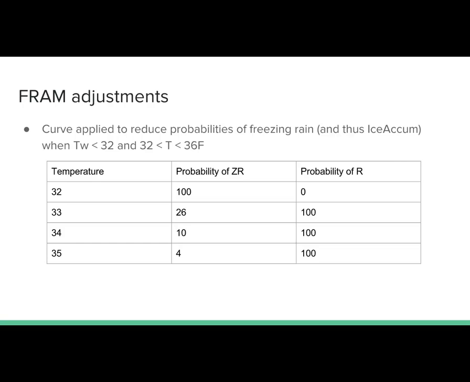So the FRAM authors went back and did some research and saw we could actually refine this a little bit more. And so you will see on this table the changes that the probability of freezing rain as your temperatures go from 32 to 33 to 34 really drops. It goes from 100 to 26 to 10. So with this reduction of probabilities of freezing rain, you'll also reduce ice accumulation.